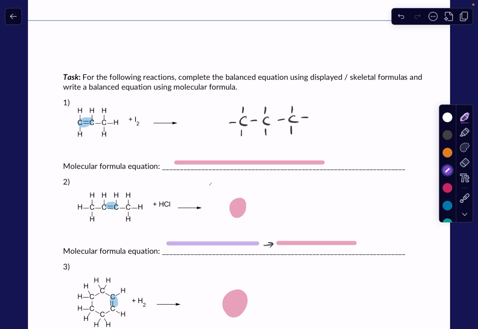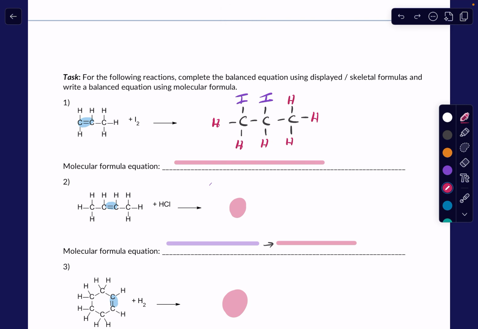I'm going to add iodine to each carbon in that double bond. So the first one here, and one here. The rest are just hydrogens. So we're just going to add those hydrogens in just like that. And then the molecular formula is going to show that it's balanced.